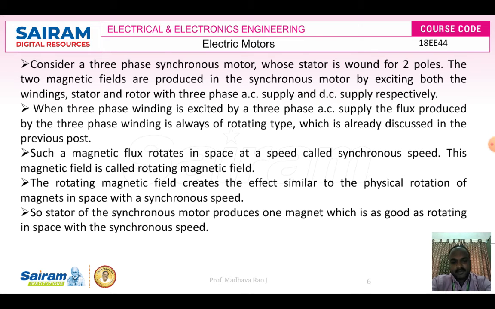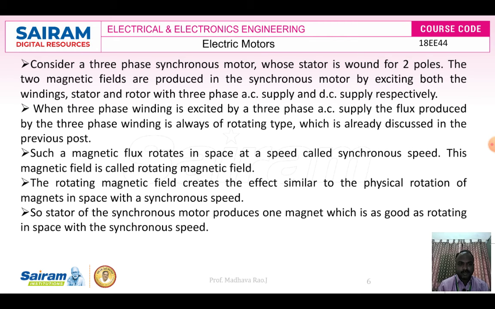So, consider a three-phase synchronous motor, which has two poles. Two poles means the synchronous speed will be 3000 RPM. The two magnetic fields in the synchronous motor are produced by the stator and rotor windings. We are considering a two-pole synchronous motor, where the force of attraction acts between those two poles.